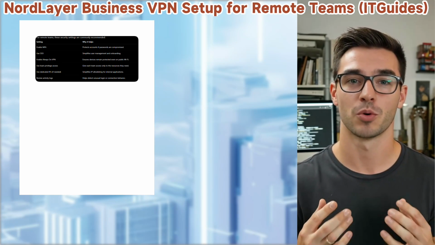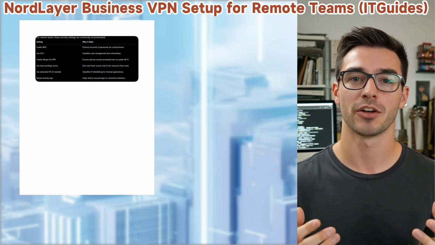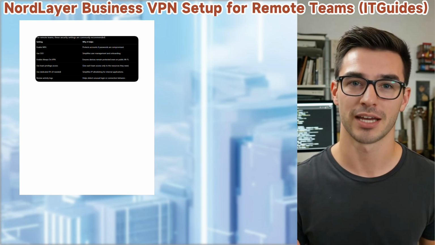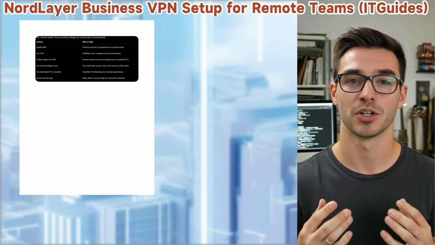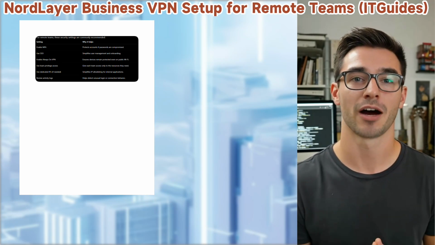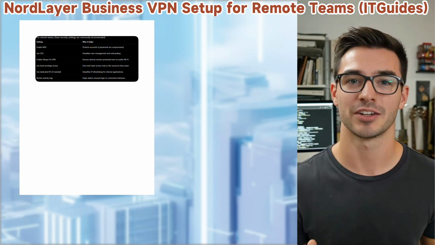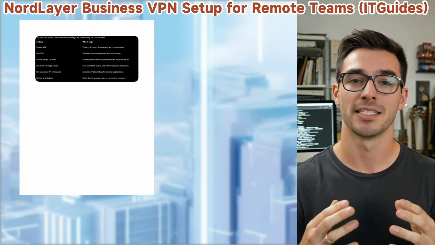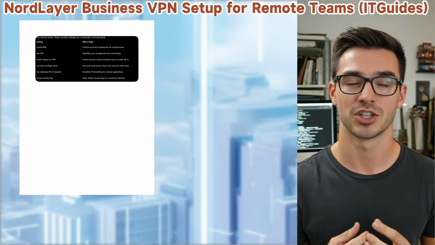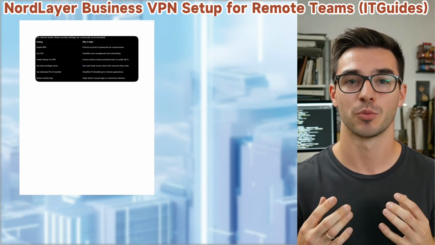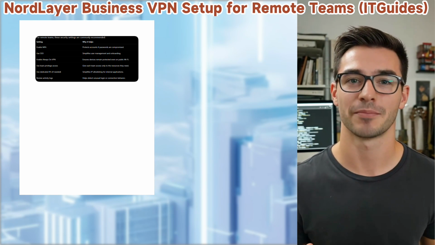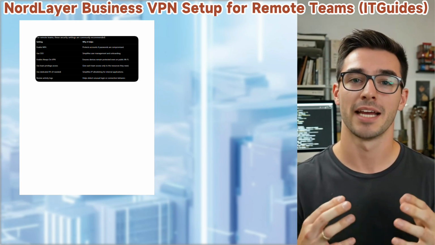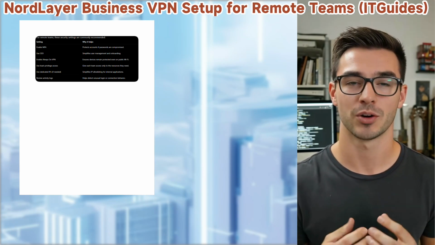NordLayer also supports several enterprise capabilities that are useful as your team grows. Integration with identity providers: Microsoft Entra ID, Google Workspace, Okta, JumpCloud, and others. Team-based access policies, zero trust network access, ZTNA controls, device posture checks, DNS filtering, and web protection. Site-to-site connectivity for offices or cloud environments. Dedicated gateways and dedicated IP addresses for organizations.